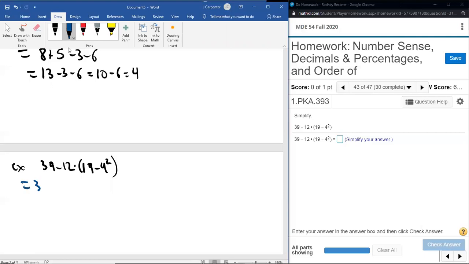So this will end up being 39 minus 12 times, so all we're really doing here is this 4 squared. Notice I'm not including the minus, and I'm going to give you an example of two very different examples and how they get very different answers. But the minus is not part of this exponent. Let me show you the only way it would be. If it looked like this, please pay attention.